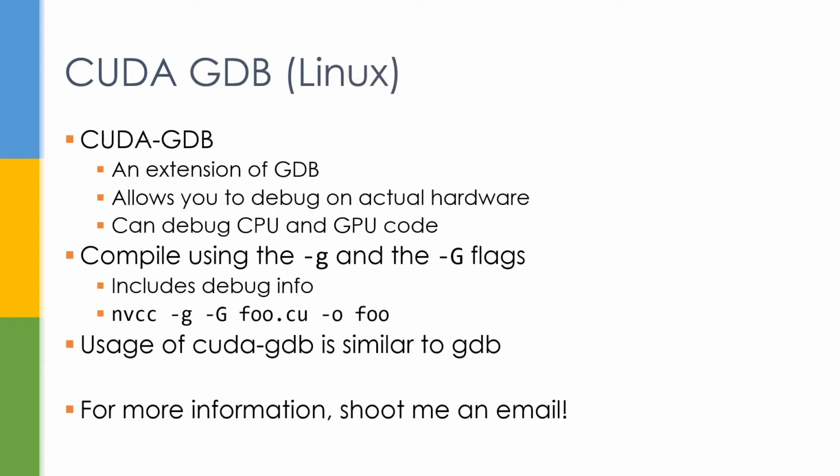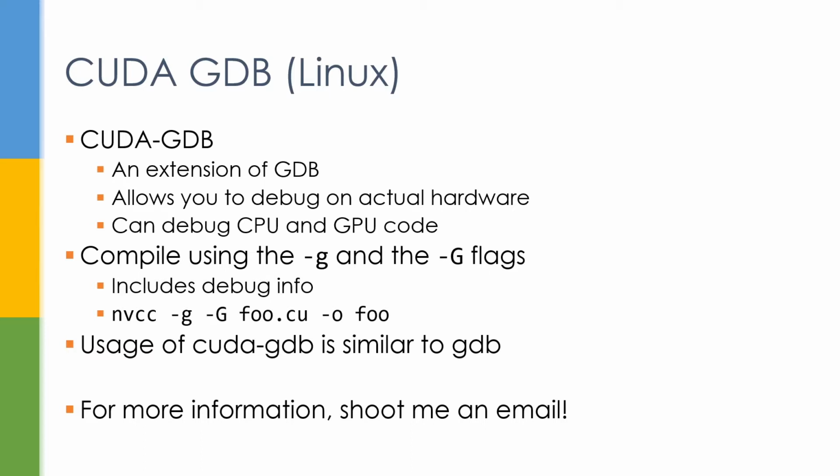So just going through a high-level overview of CUDA GDB, which is on Linux, because we won't dive deep into it in this recorded session. CUDA GDB is an extension of standard GDB on Linux, which is a command line debugging tool. It allows you to debug code on actual GPUs, so you're getting the values read off the GPU itself. And it can debug both the CPU and GPU code, so you don't have to switch between GDB and CUDA GDB when you're trying to debug.